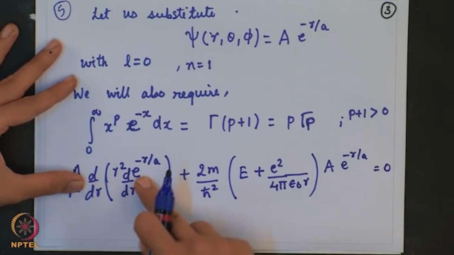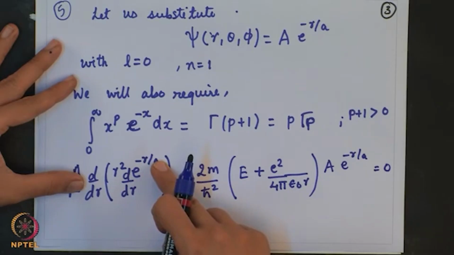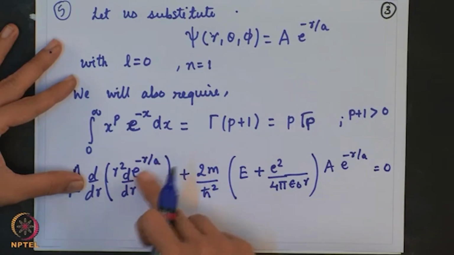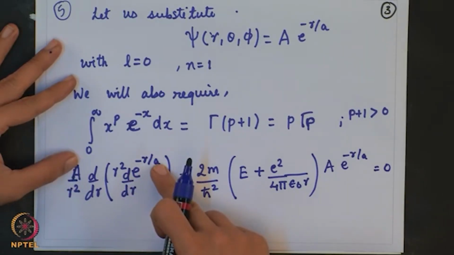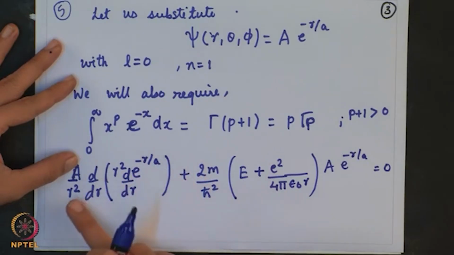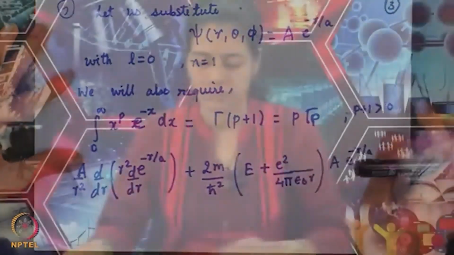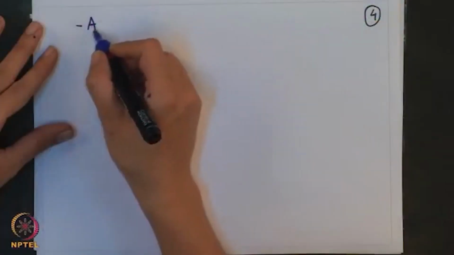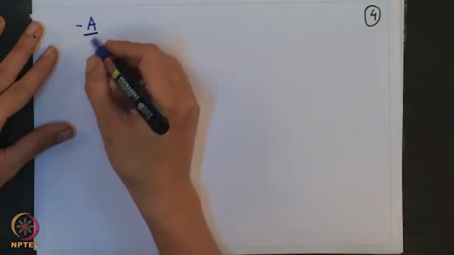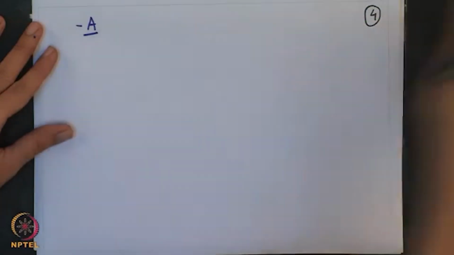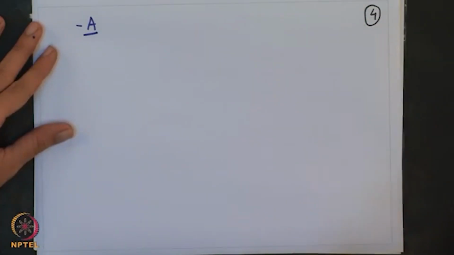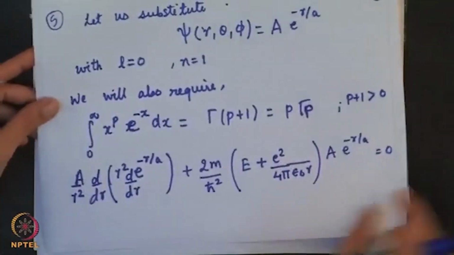This you can easily do. You have to take the derivative with respect to r. This will give me minus a, and I will have the derivative with respect to r square. Here you will have minus a upon, in the previous term we had a upon r square.